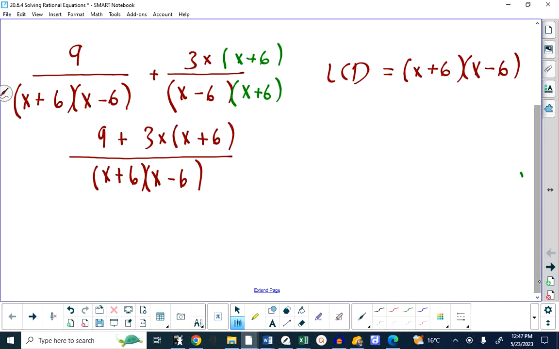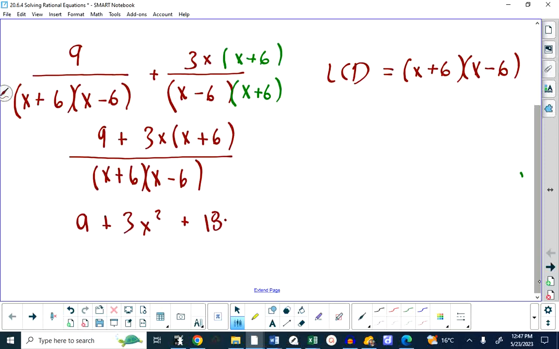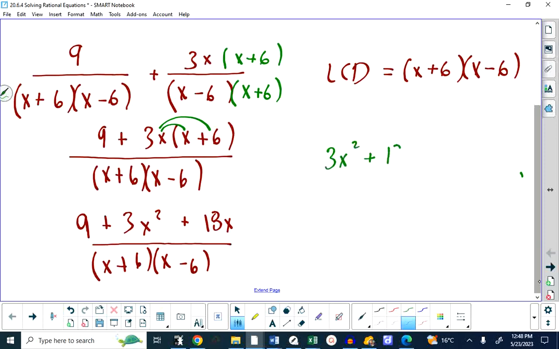And it could be that when we factor the result of multiplying out the top, maybe there's a factor in the top that's a factor of the bottom. Maybe, maybe not. We'll see. So when I expand this out, I'm going to have 9 plus 3x squared plus 18x over x plus 6 multiplied by x minus 6. All I've done there is multiply through, distributing that 3x in. I'm going to reorder this as 3x squared plus 18x plus 9 over x plus 6, x minus 6.